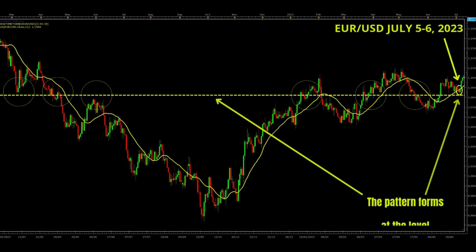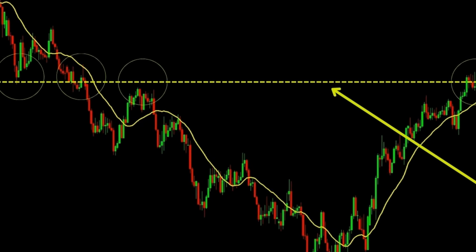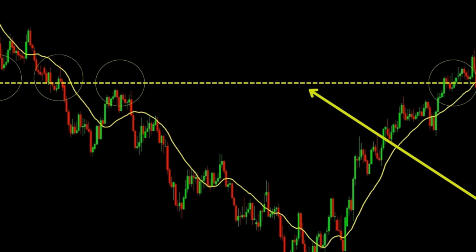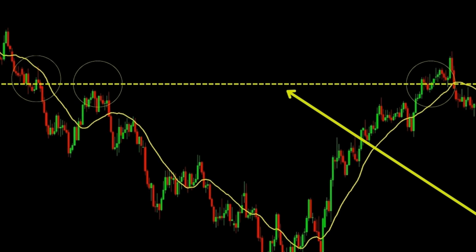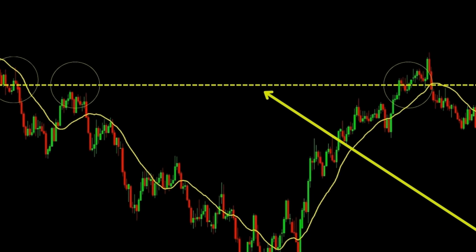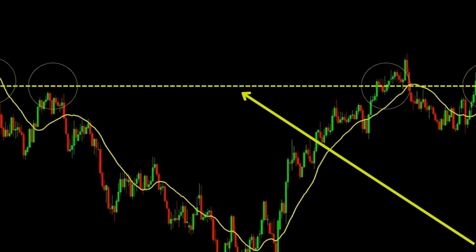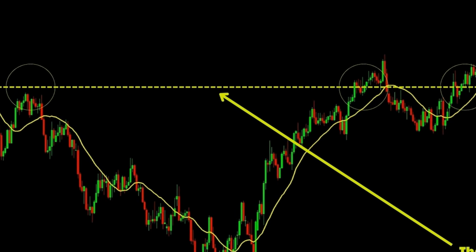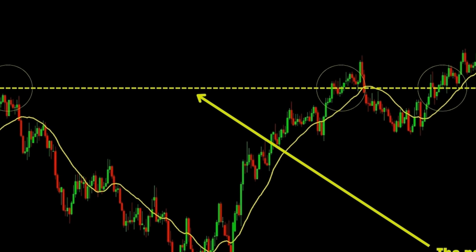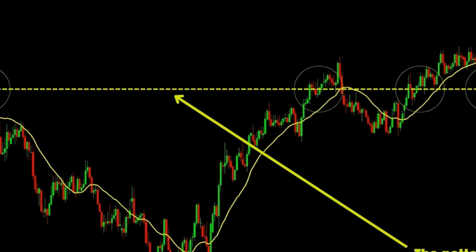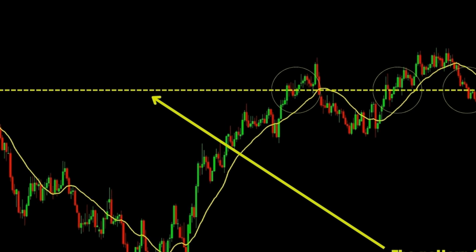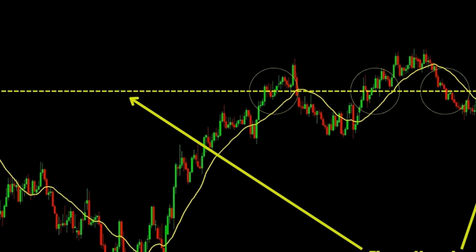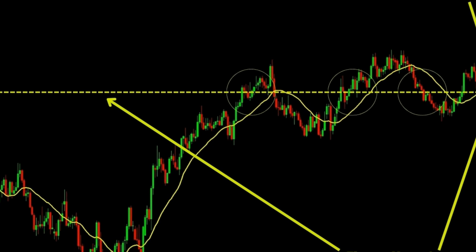We zoom out one last time to confirm the confluence. Notice how the combined pattern is not random. It formed precisely at a clearly respected key level that previously acted as both strong support and resistance. This confluence of a confirmed trend, a tested level, and the pin candle signal is what validates this as a high probability trade.